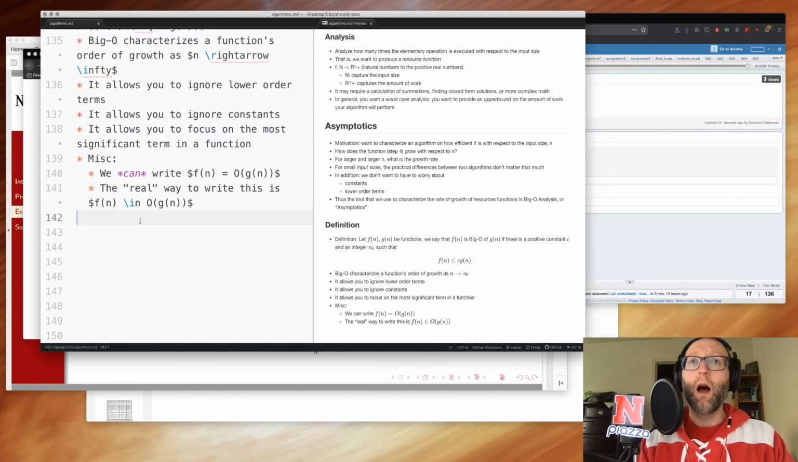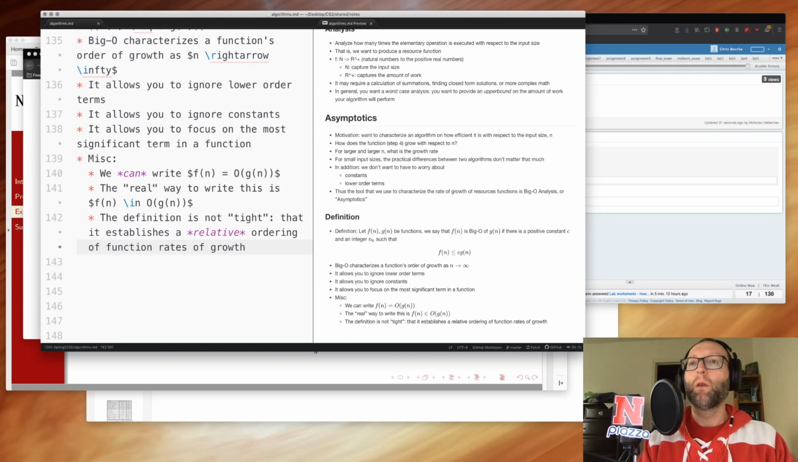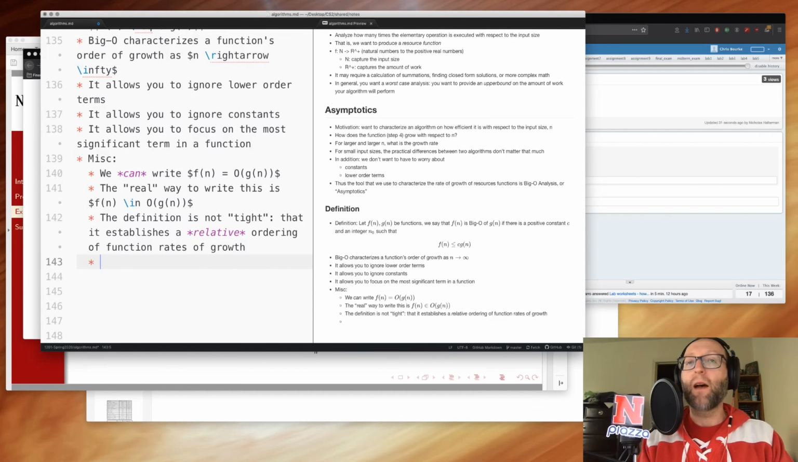Okay. The definition is not what we call tight. Okay. That it establishes a relative ordering of function rates of growth. Right. So, for example, if I've got, say, a function n, that's going to be big O of n, right? Any linear function, if I go 3n plus 3, since I've got LaTeX up here, 3n plus 3, that's big O of n, right?